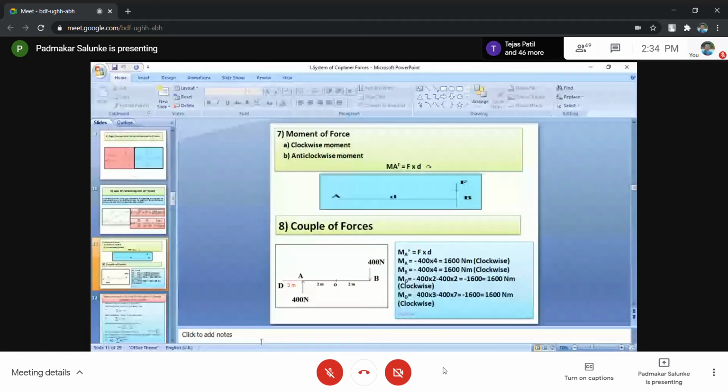Moment of a force is the product of force and perpendicular distance. Force multiplied by perpendicular distance. What is the unit? Unit of force is Newton and unit of distance is meter. So the unit of moment is Newton meter. Similarly, for a couple of forces, any one force multiplied by perpendicular distance. So the unit of force is again Newton, the unit of perpendicular distance is meter, so the final unit is Newton meter.